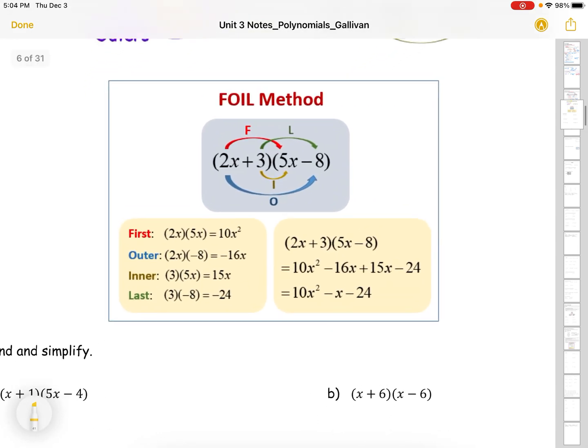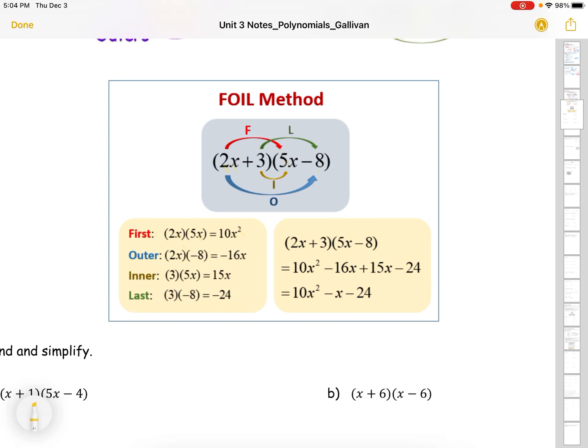How does that look? Well, here's an example. 2x plus 3 times 5x minus 8. First, we'll do 2x times 5x, and we get 10x squared. Then we do the outer. Right? We did our first, now we're doing our outer.